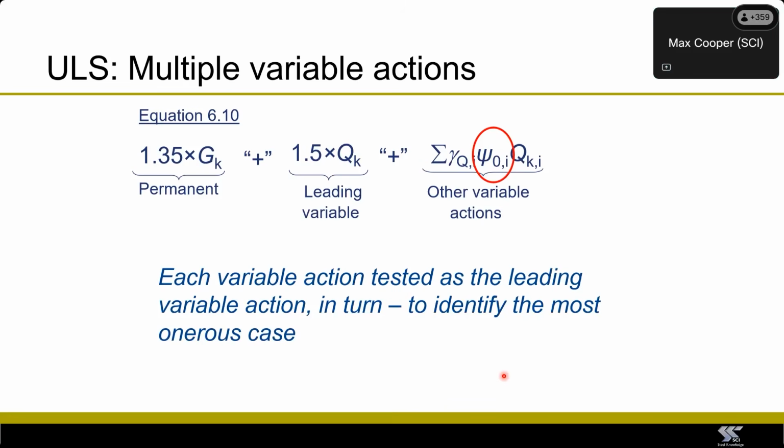So when we have different actions to consider, we need to look at each different load being the leading variable or the combined variable, and we need to test the combination and see which gives us the most onerous load combination. There may be some instances where it's completely obvious by intuition, but I would suggest in most cases you need to just go through and check each different combination with the variable action being either leading or accompanying.